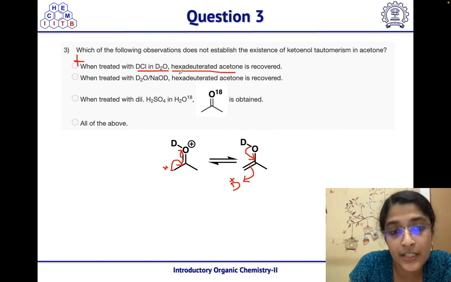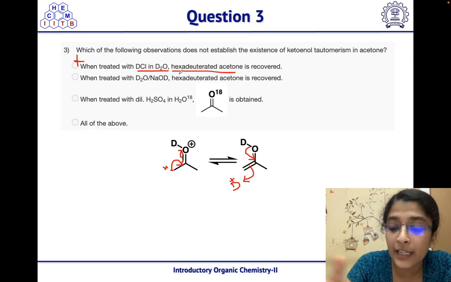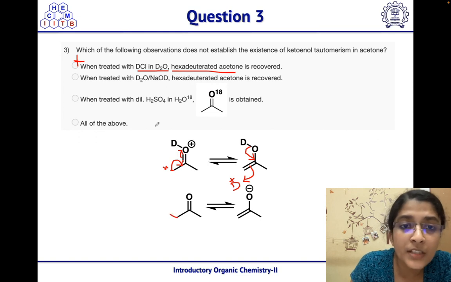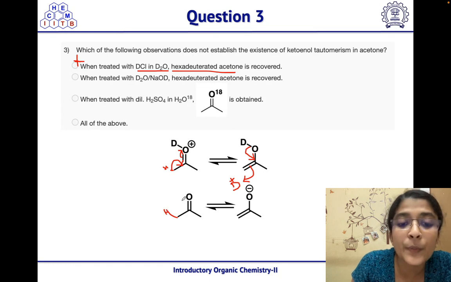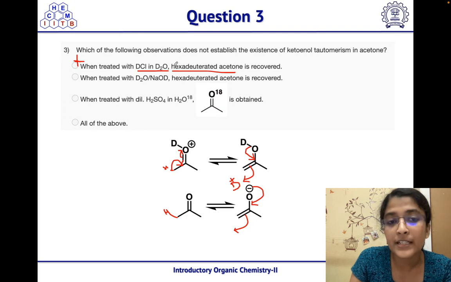This is a basic condition. In basic condition, the keto and enolate forms will be in equilibrium, that is tautomerism. Here we can see this OD minus will abstract a proton from either of these methyl groups and convert it into the enolate. When this enolate falls back, it will abstract a proton from D2O, and as we have seen in the acidic condition case, if this is repeated multiple times, hexadeuterated acetone can be recovered, right?